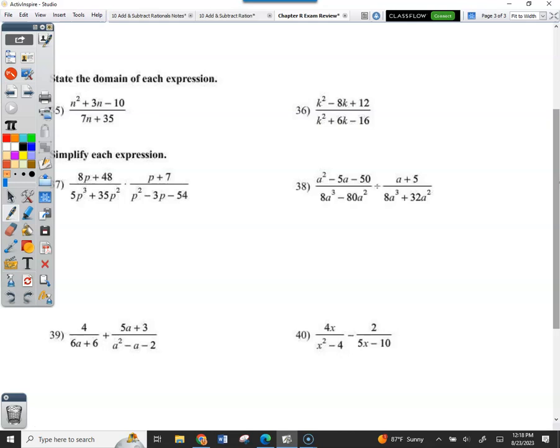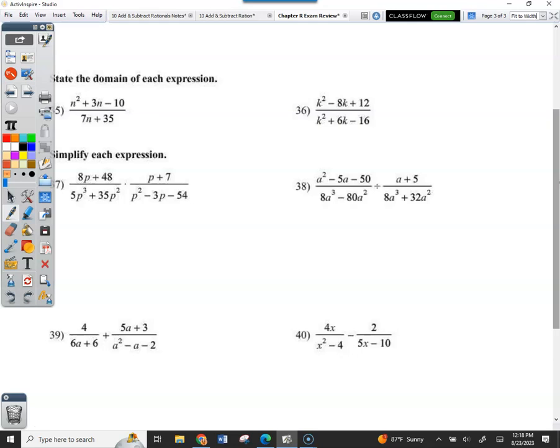Notice 35 and 36 simply say state the domain. They don't say simplify. They don't say add, subtract. You can't add, there's nothing to add or subtract. On this test, I've already double checked the test, went through, changed it.